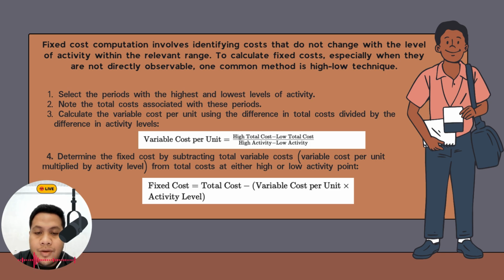Third, calculate the variable cost per unit using the difference in total costs divided by the difference in activity levels. And lastly, determine the fixed cost by subtracting total variable costs from total costs at either the high or low activity point.